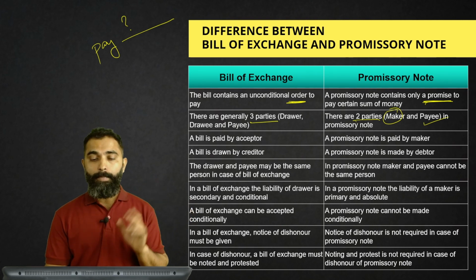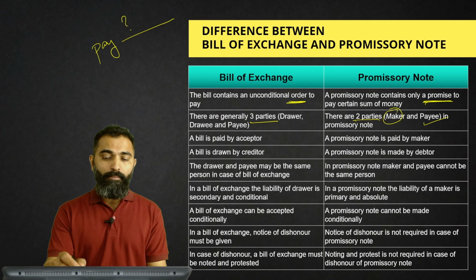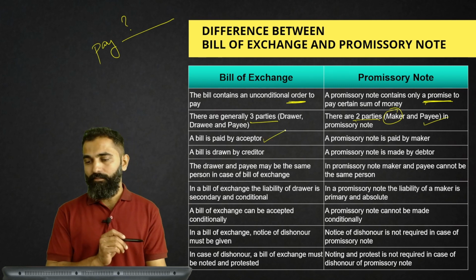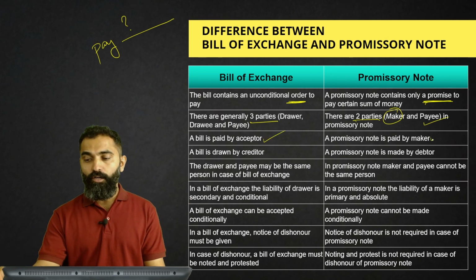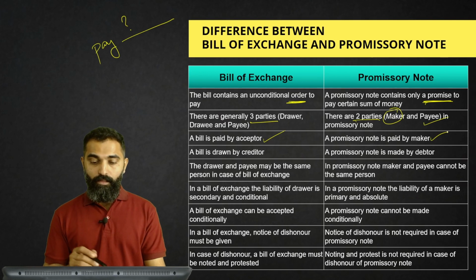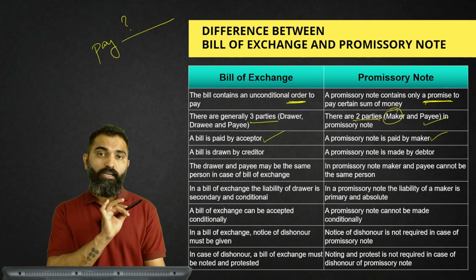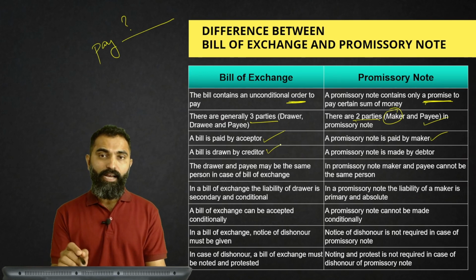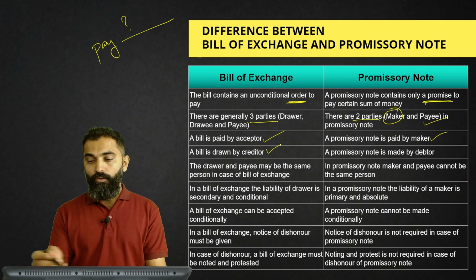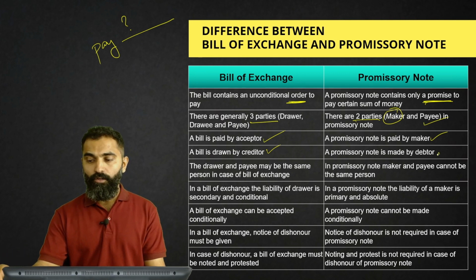Very simple. Okay. Who pays the bill of exchange? Acceptor. Who pays the promissory note? Maker. Who draws the bill of exchange? Creditor. I told you just now. And who draws the promissory note? Debtor.